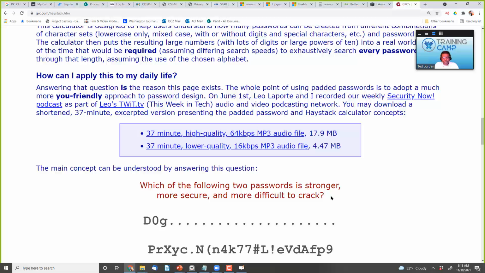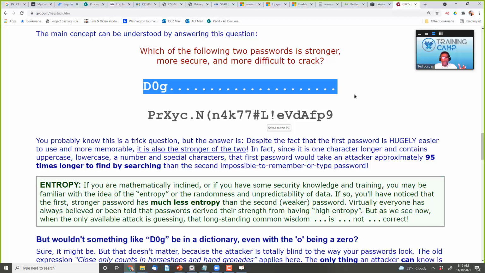If you think the one that starts with D is the answer, put D in the chat box. If you think the one with P is the answer, put P in the chat box. Thank you.